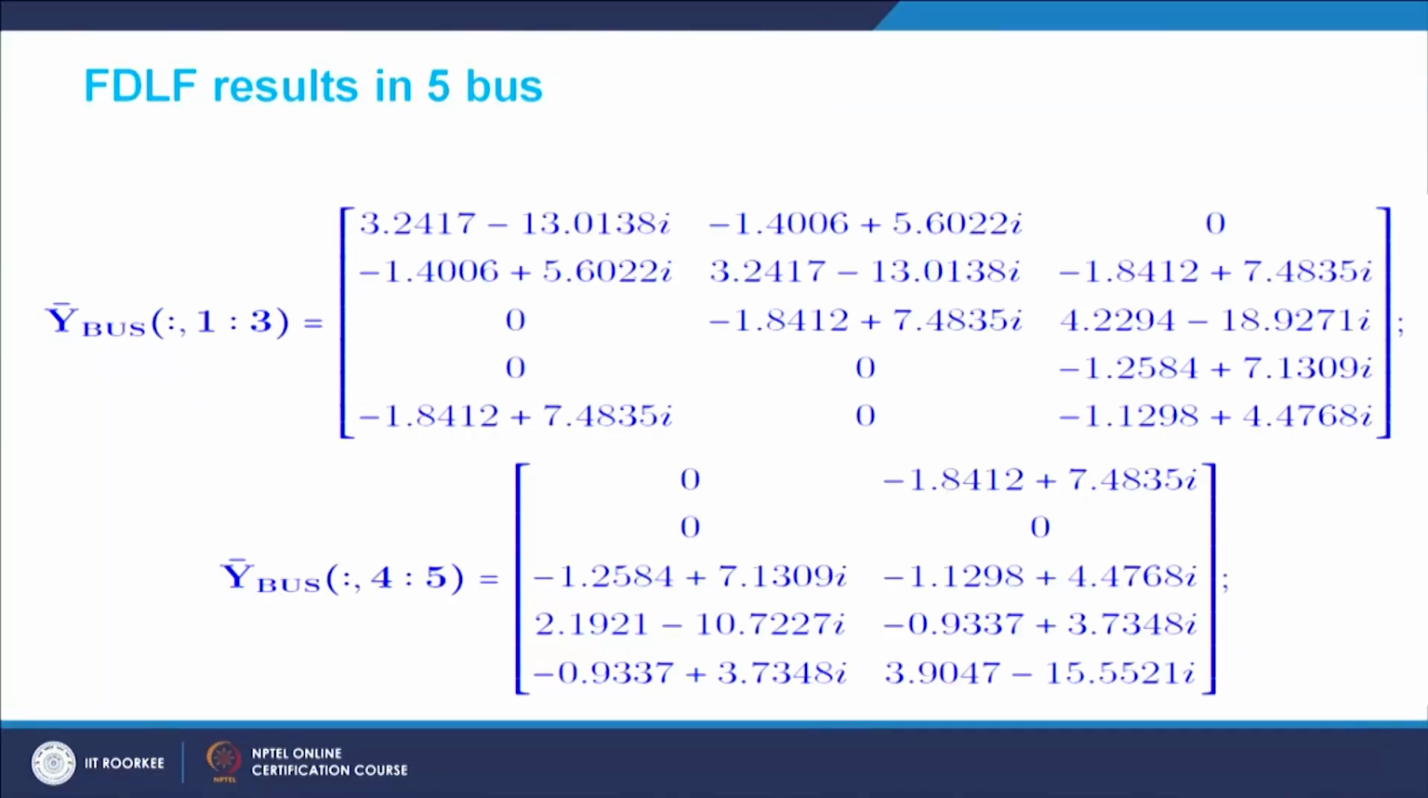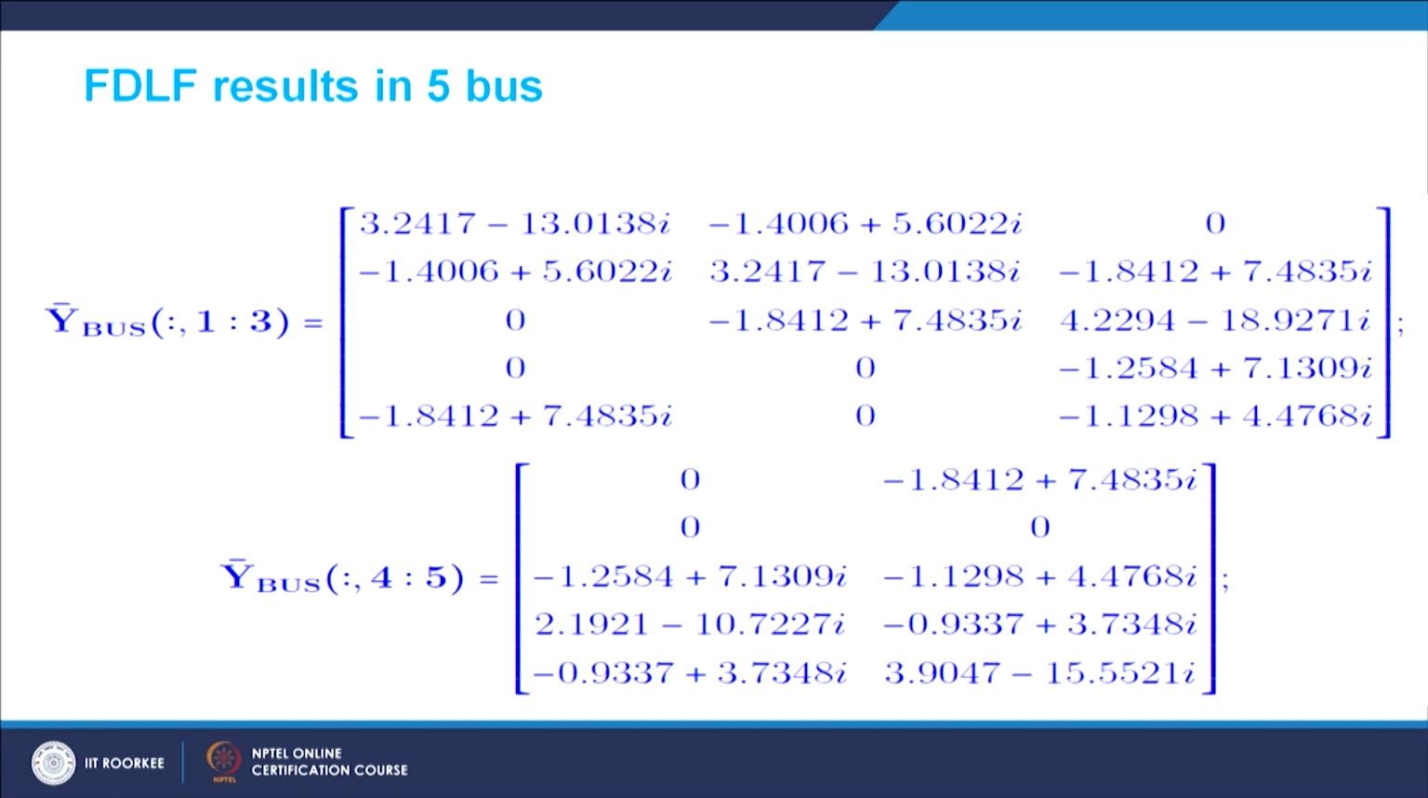So, now let us look at a very simple example, the same example. We are using the same 5 bus system which we have already used. This is the Y bus matrix. Whenever I say Y bus 1 colon 3, in the first part only the first 3 columns are shown, and in the second part at the bottom the last 2 columns are shown, and we have all 5 rows here.